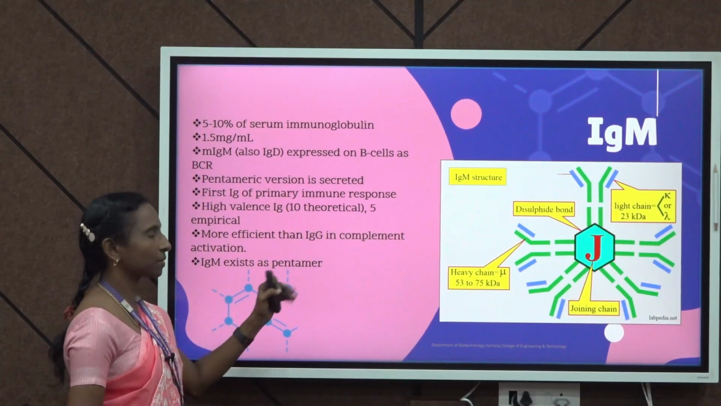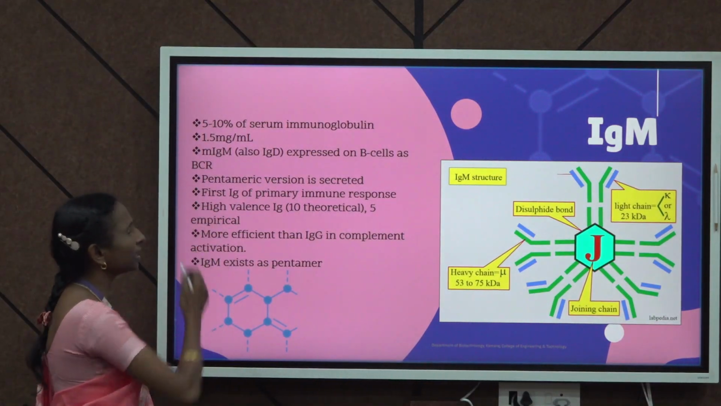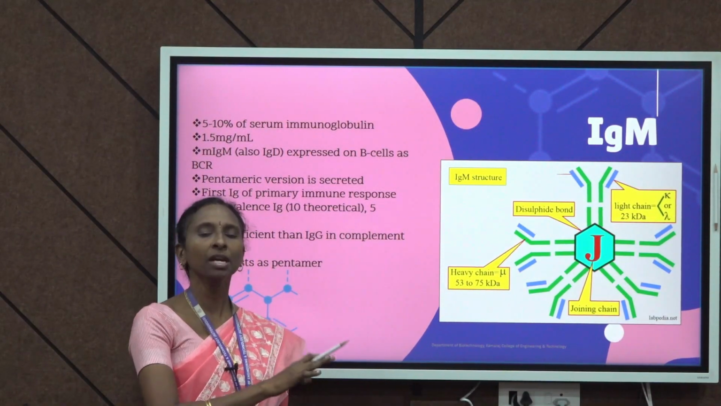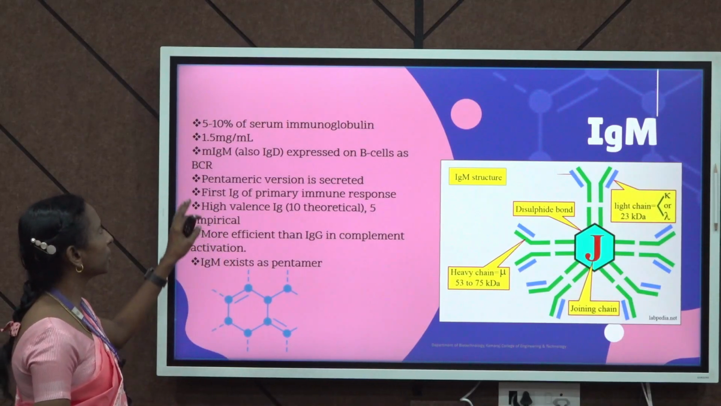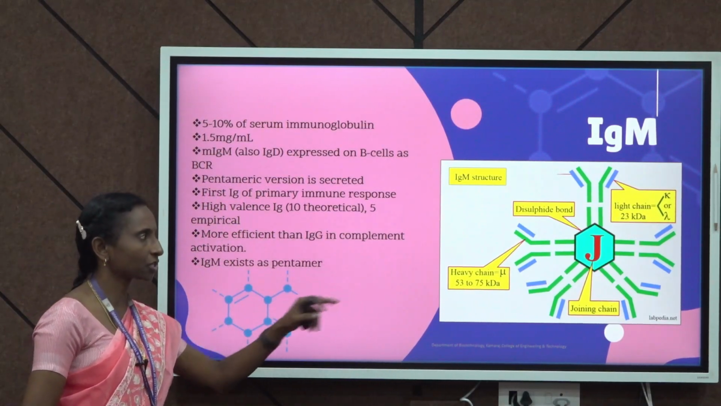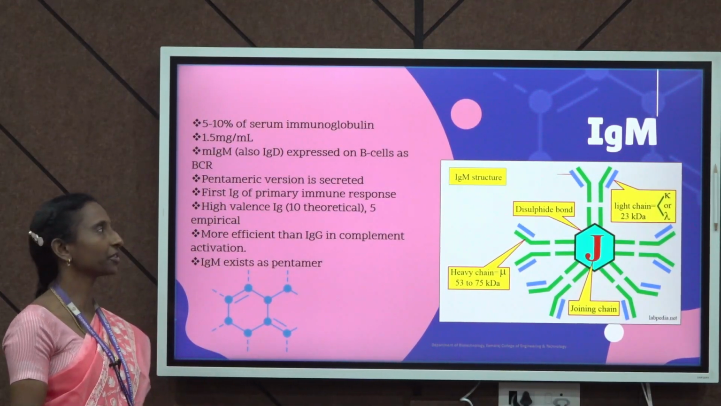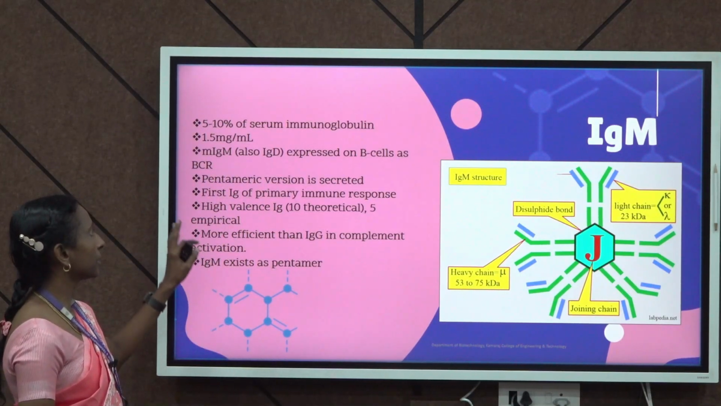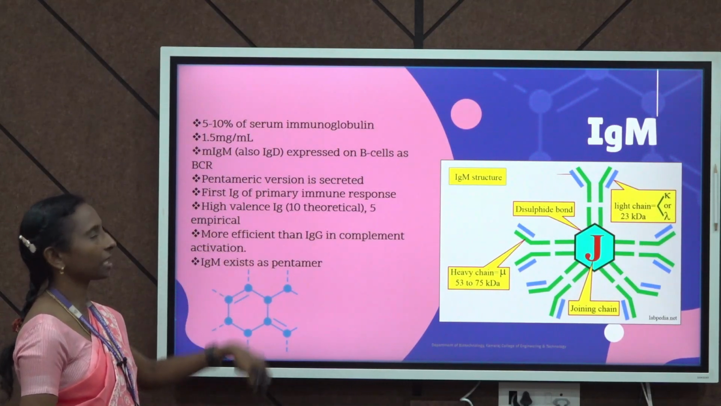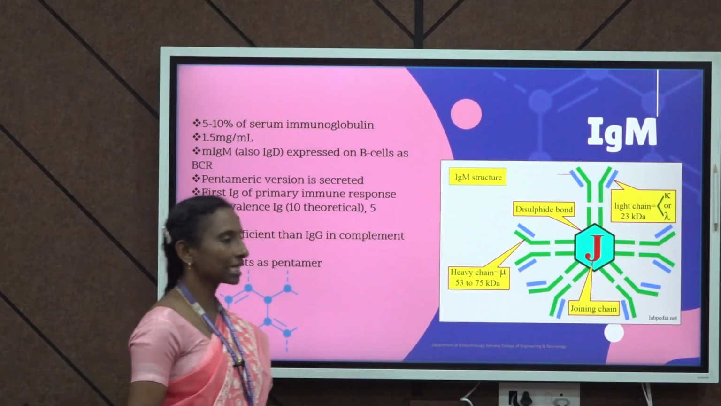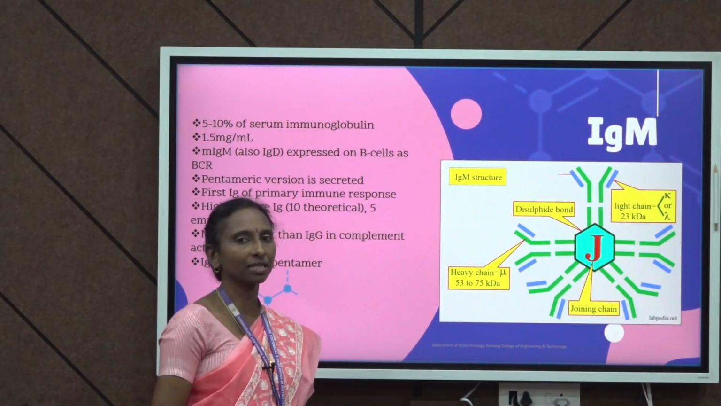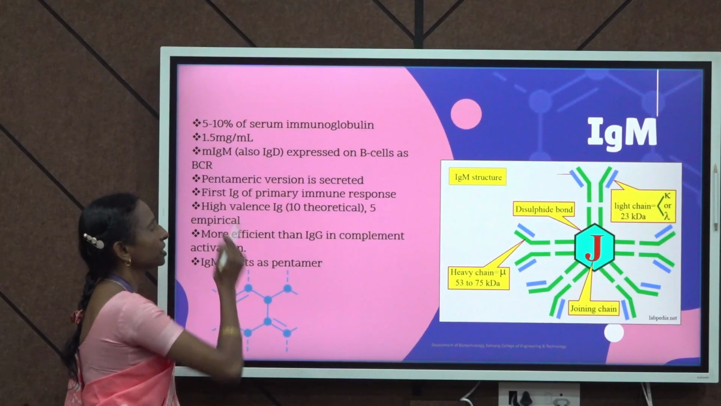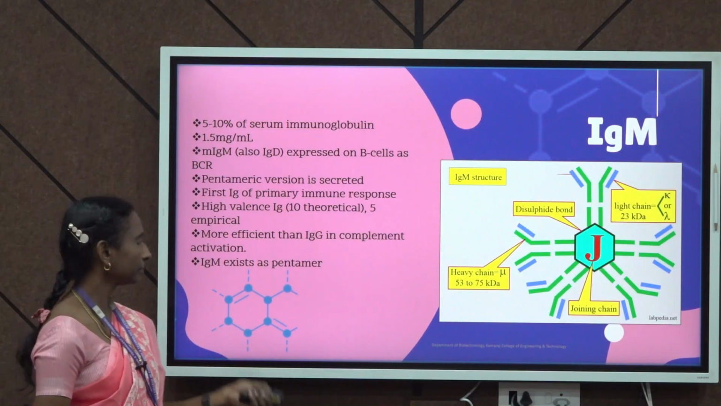Then coming to IgM, IgM is the most unique structurally among the 5. These exist as pentamers and are also found in the serum, but at a very low concentration, around 5 to 10%. These structures are also expressed on the surface of B cells, called mIgM. This is the first immunoglobulin which comes into picture as soon as there is an antigen available in the body. So, these are the primary immune response immunoglobulins.